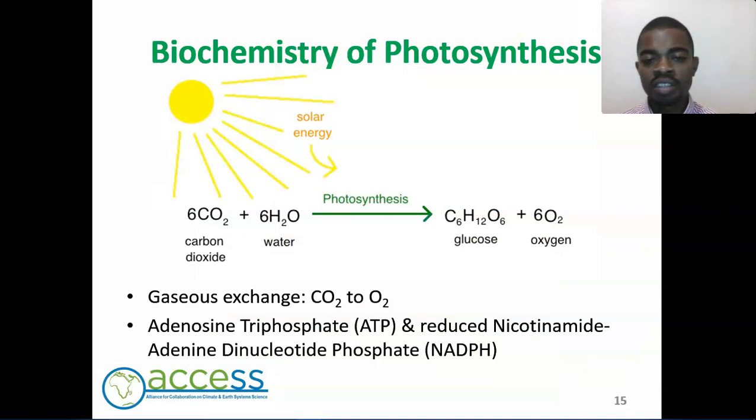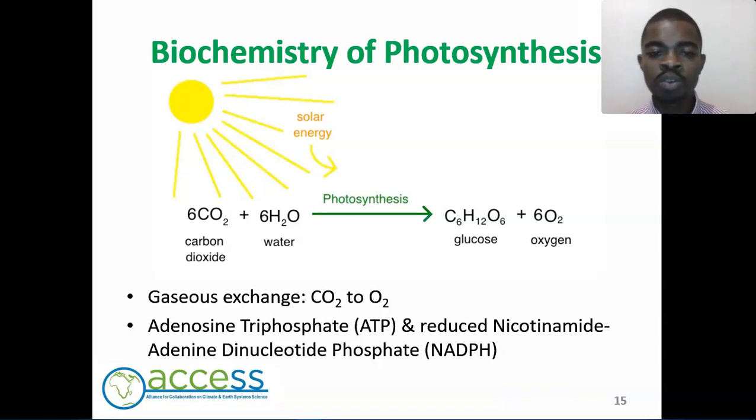So, photosynthesis. Photosynthesis is made up of two words: photo meaning light, synthesis meaning to make. So this is how plants use light energy from the sun to make their own food. This equation basically summarizes what photosynthesis is. It is when plants take up carbon dioxide and water in the presence of sunlight to produce glucose, or plant food, and oxygen, which we breathe in.